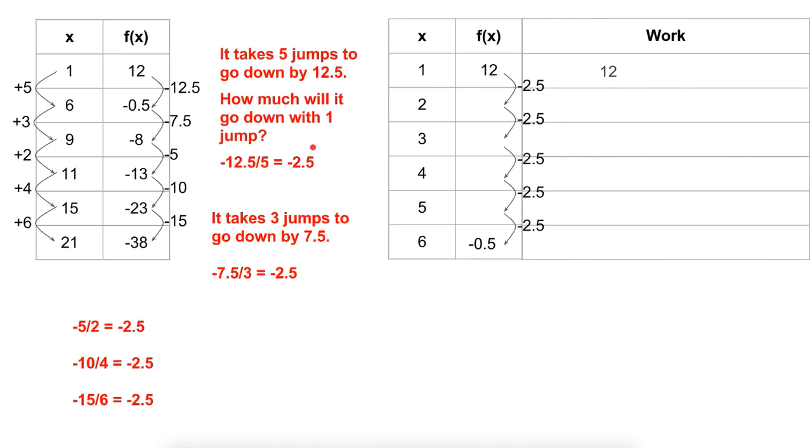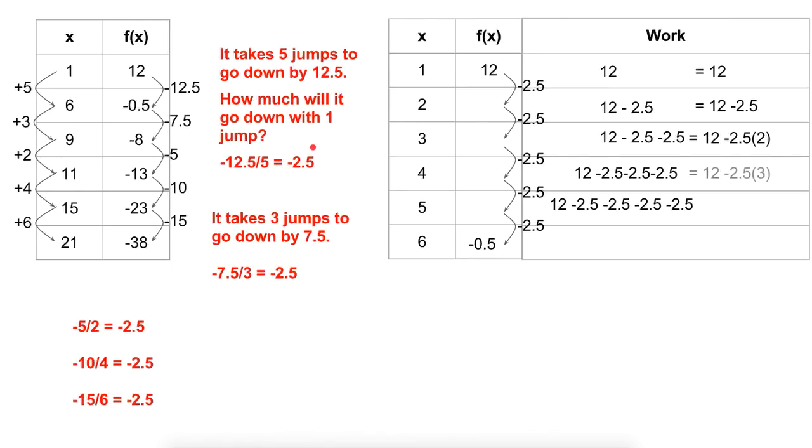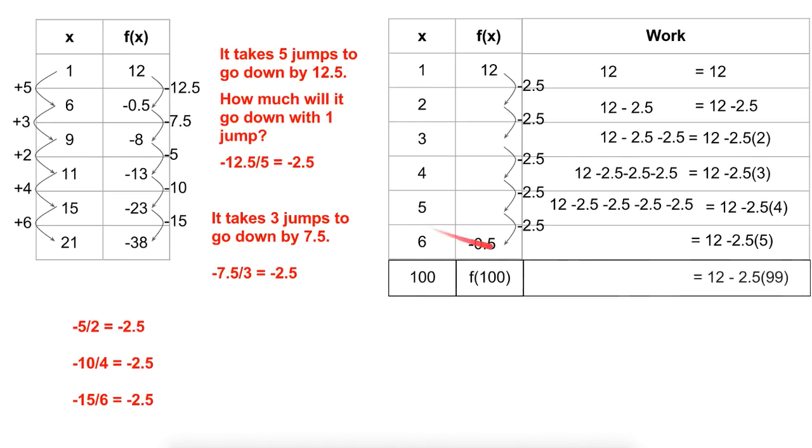So if we want to show our work, we have 12, 12 minus 2.5, 12 minus 2.5 minus 2.5. Now it's the same process we've been doing over and over again. So here, to get down to this one, we did negative 2.5 5 times. 5 is 1 less than 6. So now we can find f of 100. F of 100 is 12 minus 2.5 times one number less than 100, which is 99.